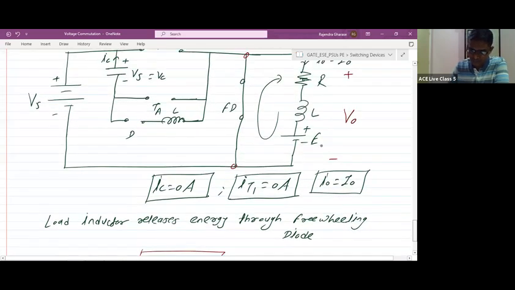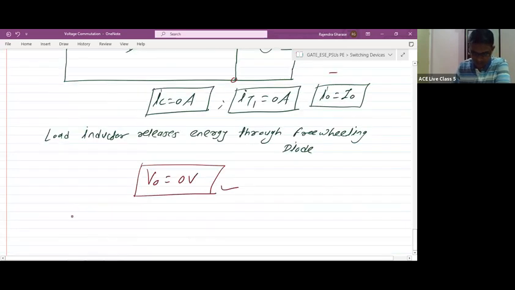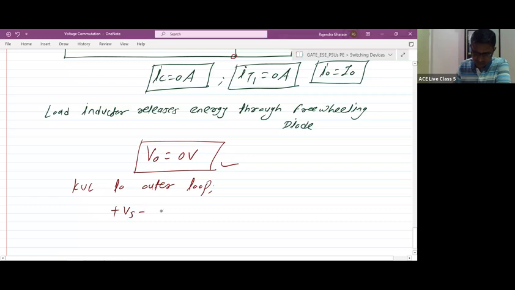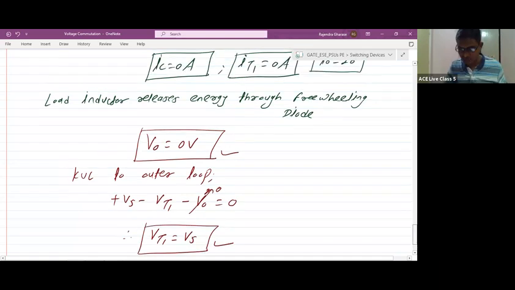Now we are having V0 as 0 volt, VT1 here and here it is Vs. You can apply KVL to the outer loop. You will get plus Vs minus VT1 minus V0 is equal to 0. But what is V0? Just now I wrote V0 is equal to 0. So therefore VT1 is equal to Vs. The voltage across the main thyristor is Vs.